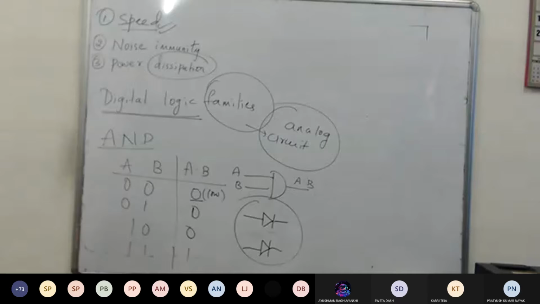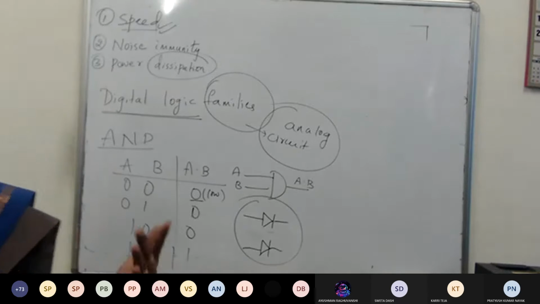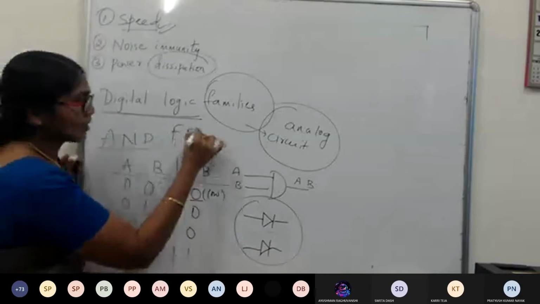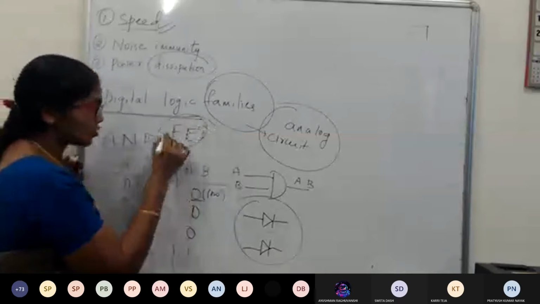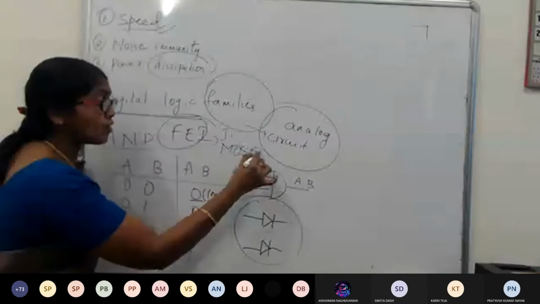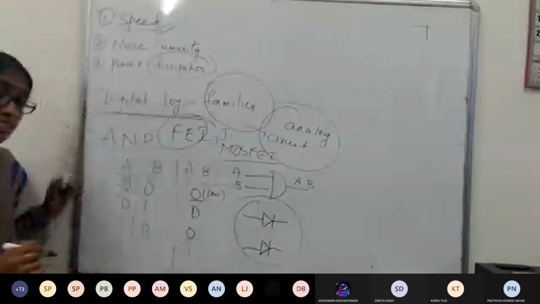Then what next? After BJT, what did you study? JFET. JFET you have studied. So JFET has so many drawbacks. I think it is the FET family you are talking about, isn't it? Yes, FET family. Then afterwards you entered into the very wonderful creation of MOSFETs, isn't it?